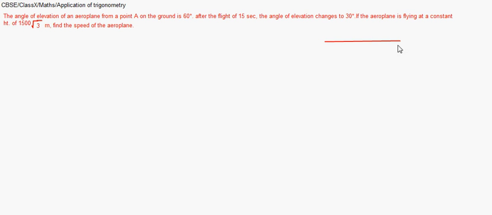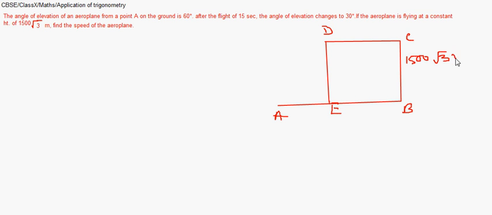Now I draw, let me just draw this part. I'm sorry for the not so straight line below. Now this is A, B, C, D, E. Now C and D are the positions of the aeroplane. So the height will be ED as well as BC. They both are, it says, at a height of 1500 root 3 meter.